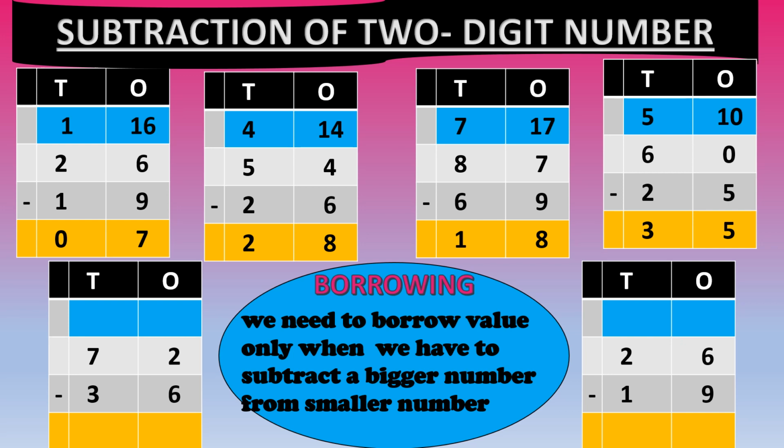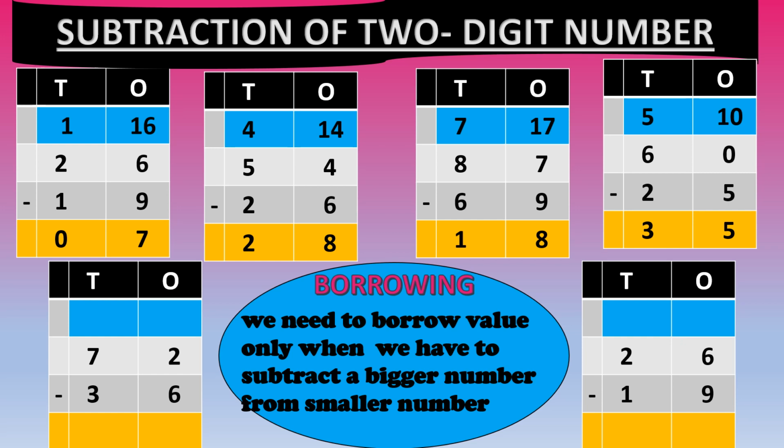Look at the next question. 4 minus 6. Do you think we can subtract 6 from 4? No, we cannot. So we will borrow one value from tens. Now it becomes 14 and 5 becomes 4 because we have given 1 to 4. Now we will subtract 14 minus 6, that is 8, and 4 minus 2, that is 2.